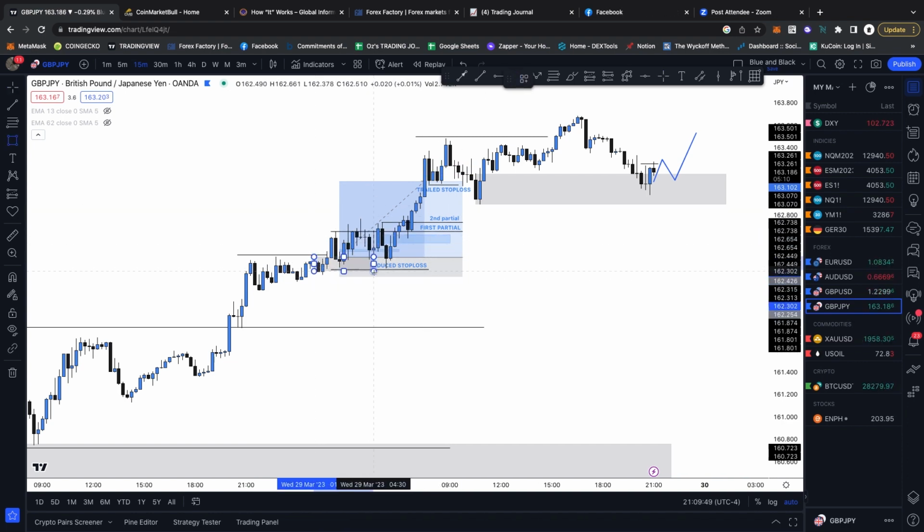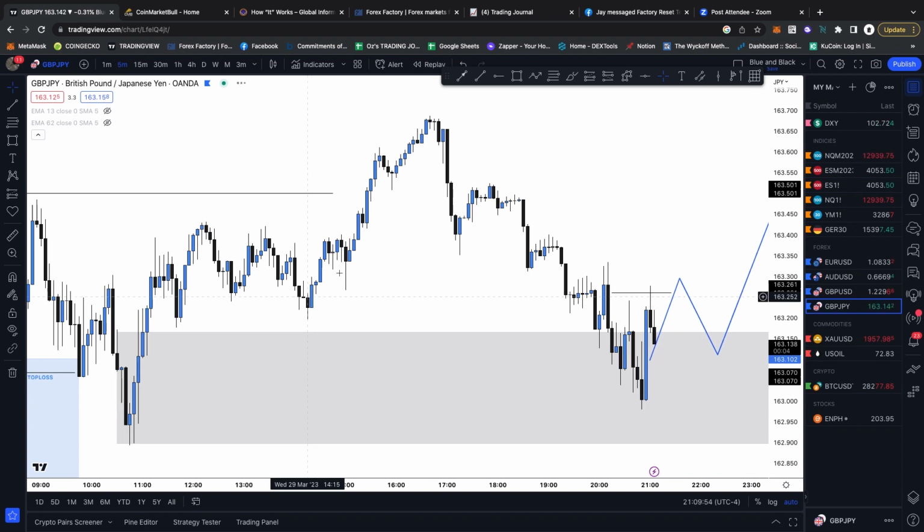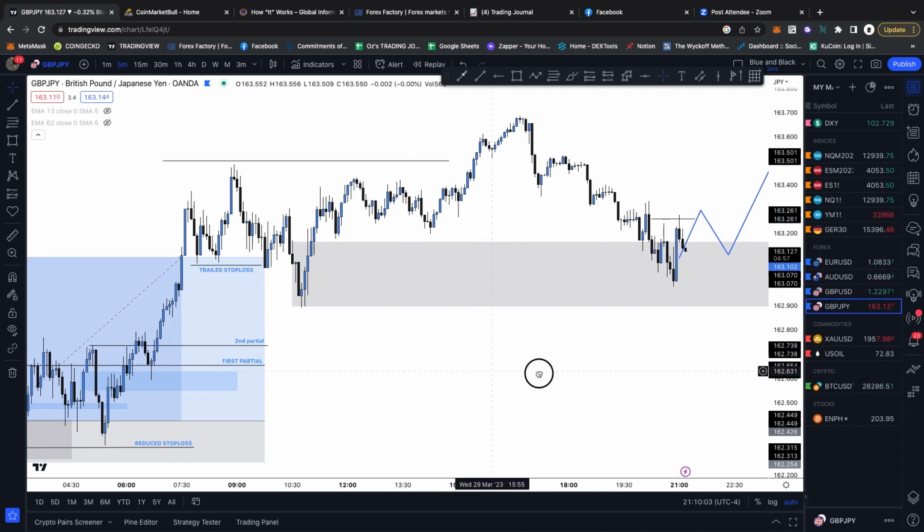I'll draw this order block out. That's the entire 15-minute order block. So if I go back down to the 5-minute, this is just a setup that I'm kind of watching at the moment, but I don't really see enough. This wasn't a convincing break of structure for me.